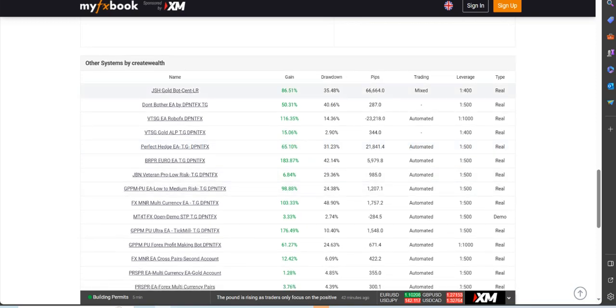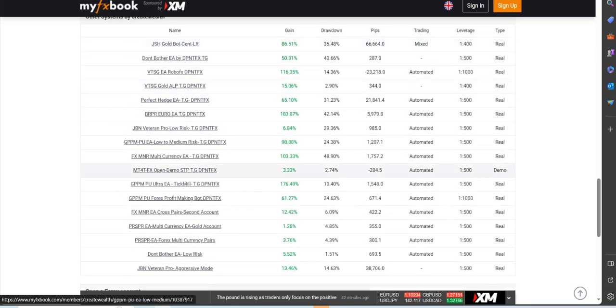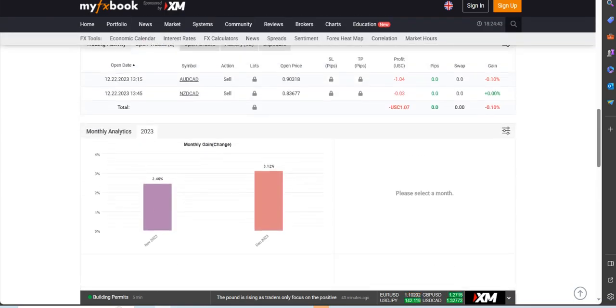And if you go below, you can find there are other forex systems whose MyFXBook links are available. If you would like to check a couple of them, then you can also go through them as per your convenience and choice.